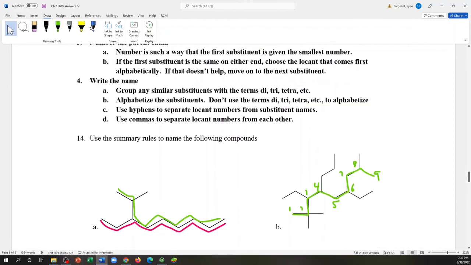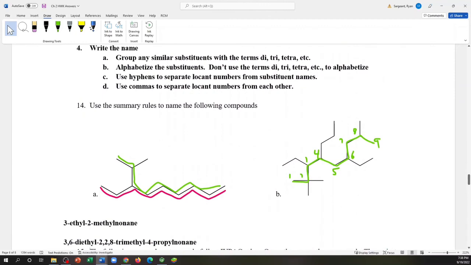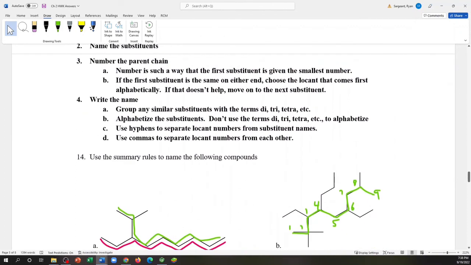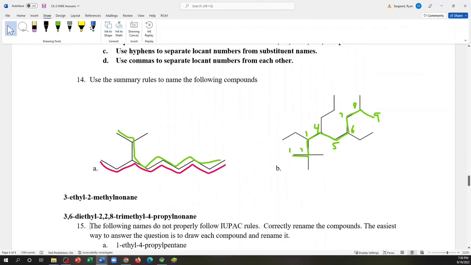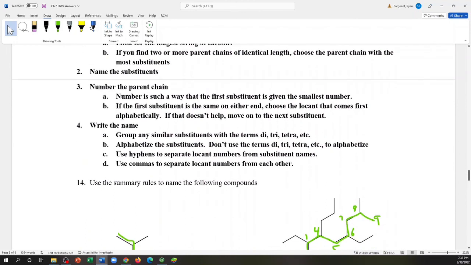So let's go back and just kind of review the rules again. I determined the parent chain by looking for the longest string of carbons. In this compound right here, I found a lot of strings that were 9. If you find 2 or more parent chains of identical length, choose the parent chain with the most substituents. And then you name those substituents, which I did when I just kind of threw this name up here without any numbers on it. Then I number the parent chain. So you want to number it such that the first substituent is given the smallest number. If the first substituent is the same on either end, choose the locant that comes first alphabetically.